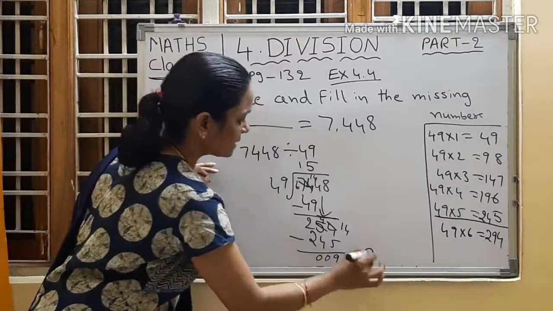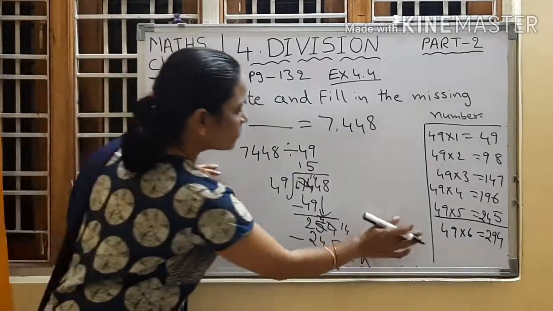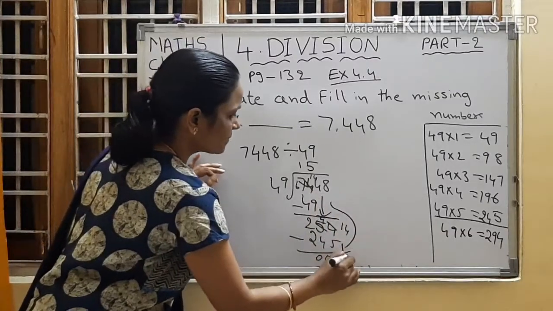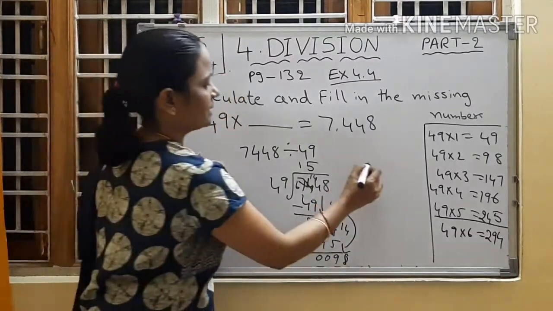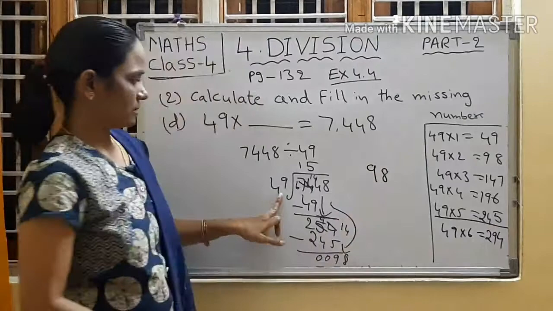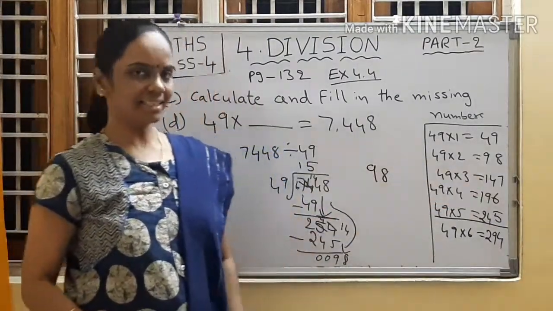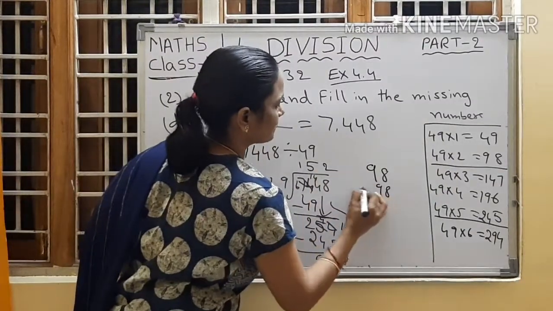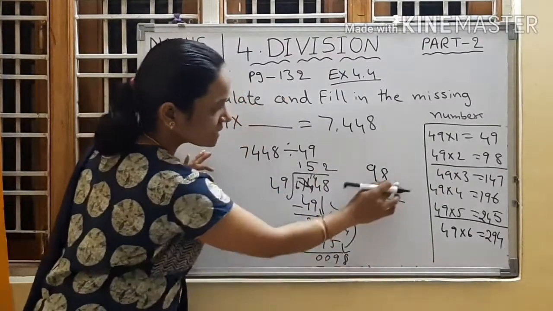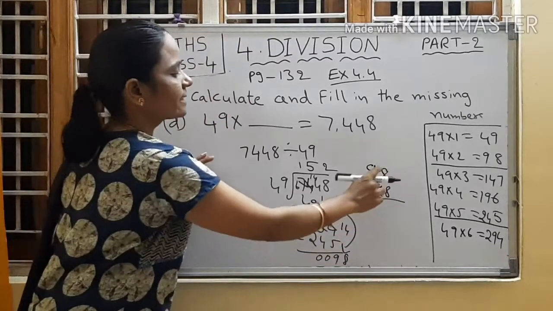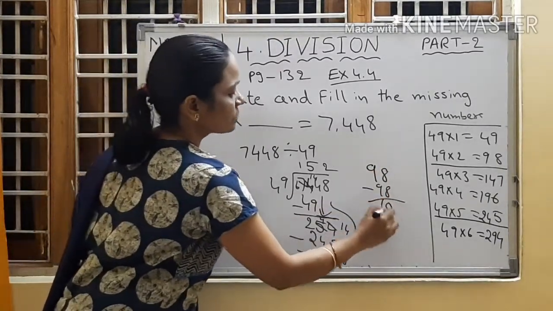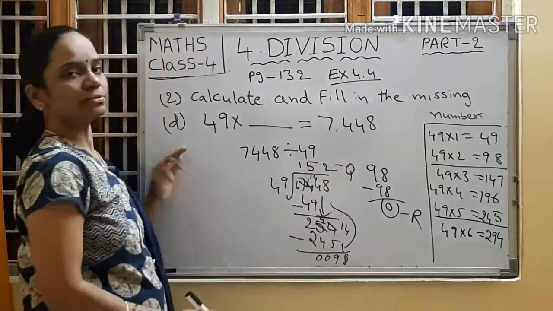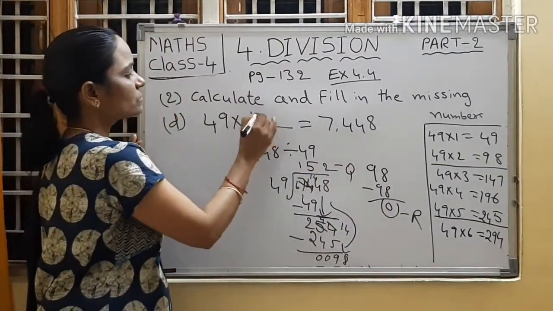What is the remainder, children? Completed? No. One more digit is there. We have to bring down this. This becomes 98 now. Yes, 98 I am writing here. In the 49 table, do you get 98? Yes. How many times? 2 times. So 49 2s are 98. Here there is no place, that is the reason I am writing here. 98 minus 98 is 0. Remainder is 0. Quotient is 152. So the quotient is the answer. So 152.